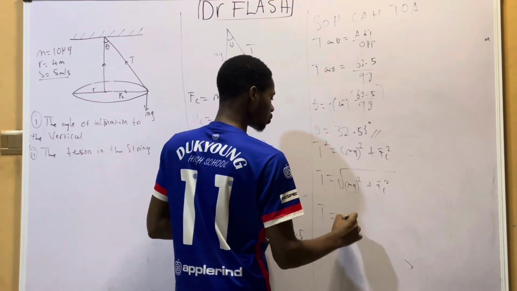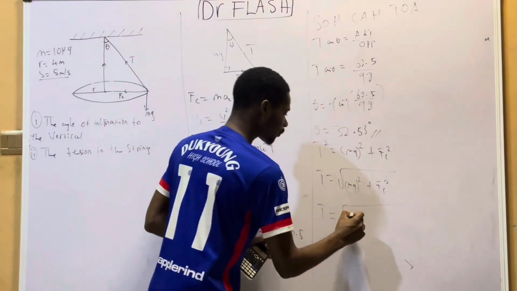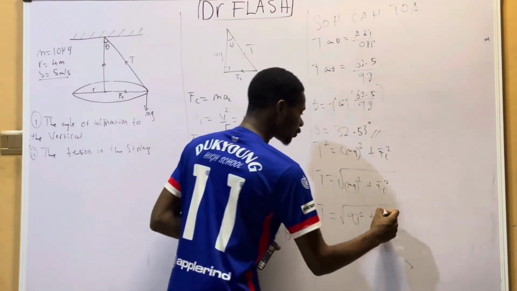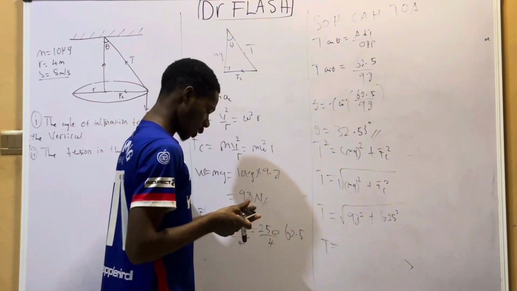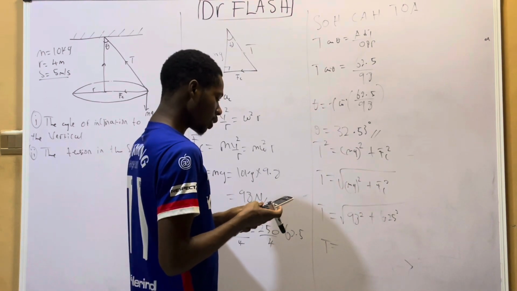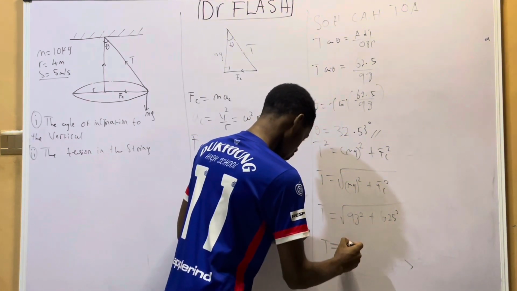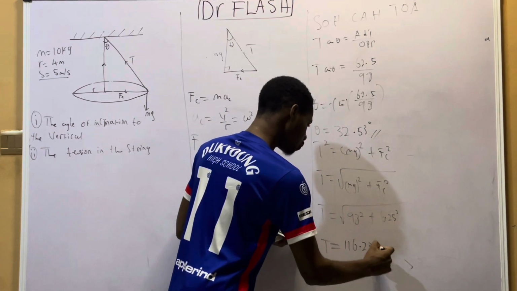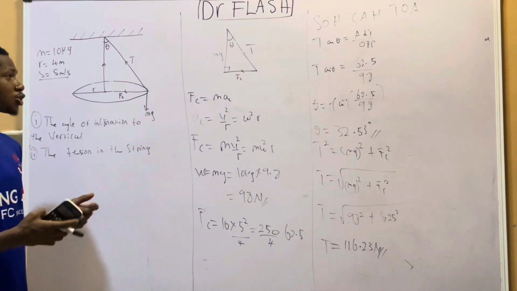So we have T equals square root of, now mg is equal to what? The weight, which we've already solved for, that's 98. So you have 98 squared plus Fc, which we've also solved for as 62.5 squared. So when you do the math, square root of 98 squared plus 62.5 squared, what we are going to obtain is that the tension equals 116.23 newtons. So that is how we solve for the tension. It's quite easy.